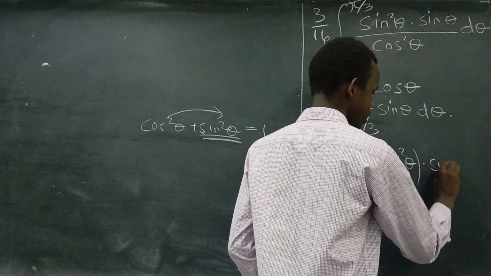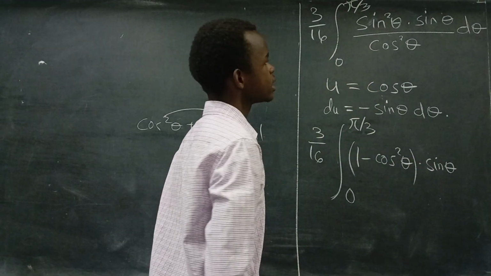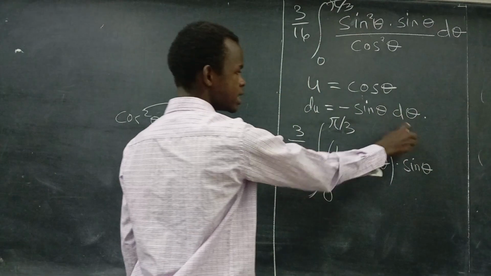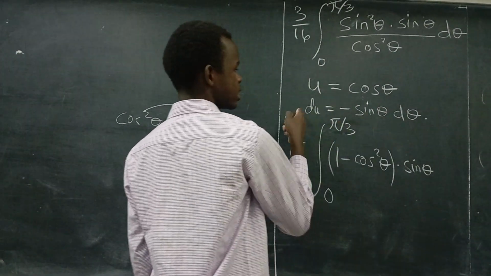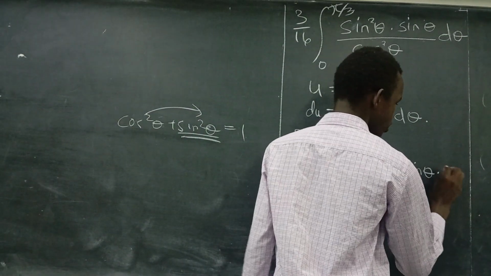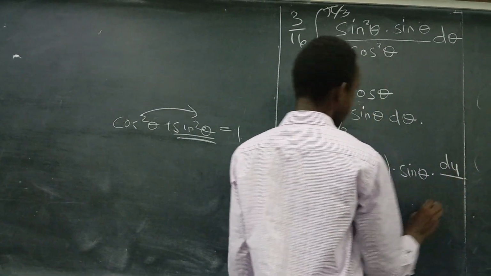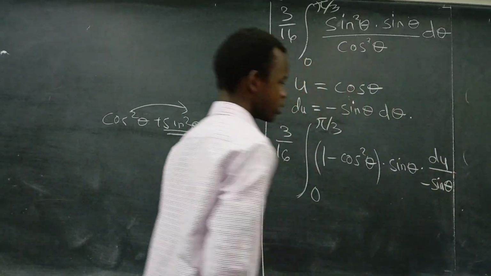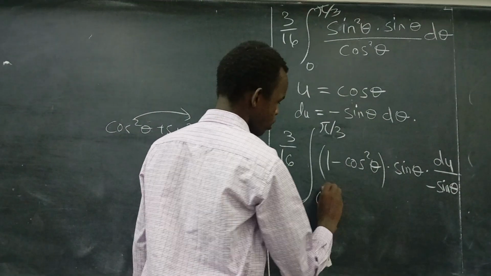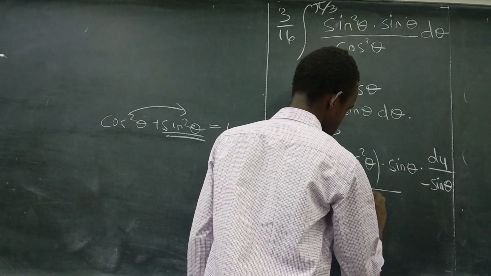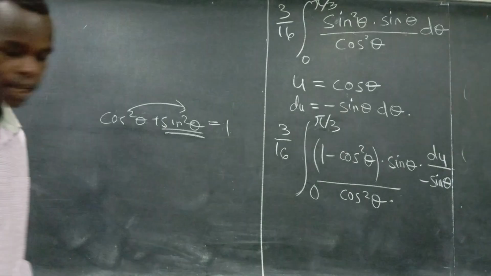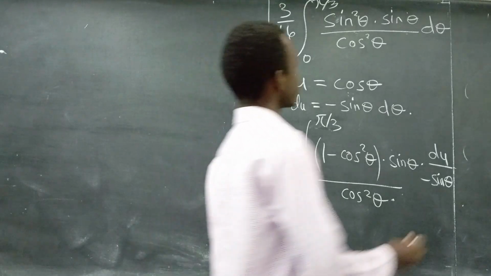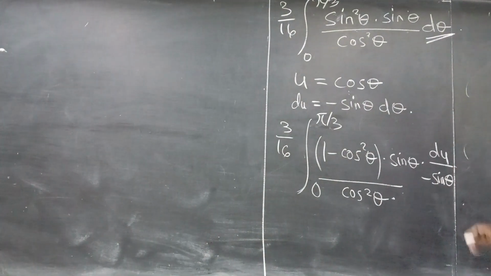multiplied by my sine of theta, right? Then I'll divide by my d theta. But what's d theta from this part? d theta is the same as du divided by negative sine of theta. So I'll be multiplied by du over negative sine of theta. Then from there I'll divide by my cos squared of theta. So again, from this part, we are trying to move from the d theta world to the du world.